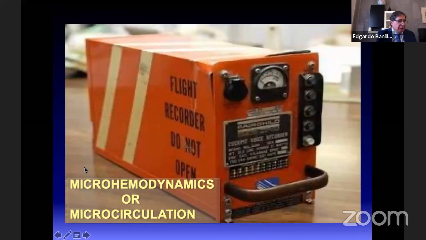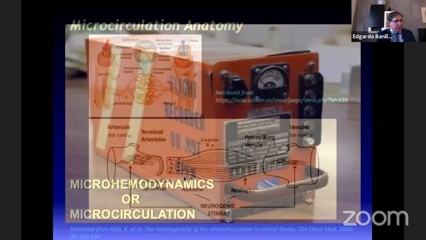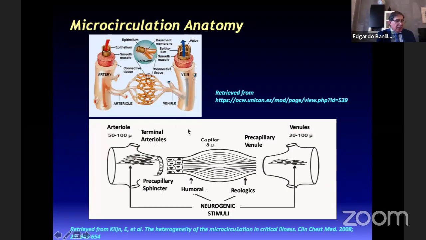Until recently, the microcirculation was considered a black box between arterioles and venules. So let's open the black box. The anatomy is illustrated in this image. In addition to the endothelium, the capillaries have a thin muscle layer and a sphincter that receive stimuli and regulate flow.